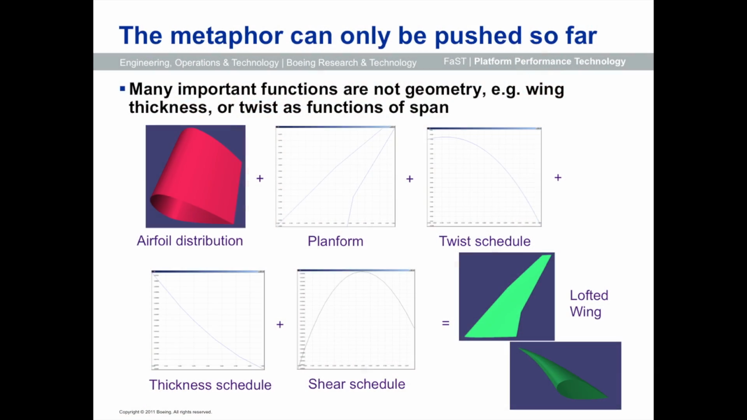The planform curves, that's the leading edge curve and the trailing edge curve of the wing when you look at it from above. A twist schedule, it's important to twist airfoils depending on span location. So the twist schedule has 1 independent and 1 dependent variable.